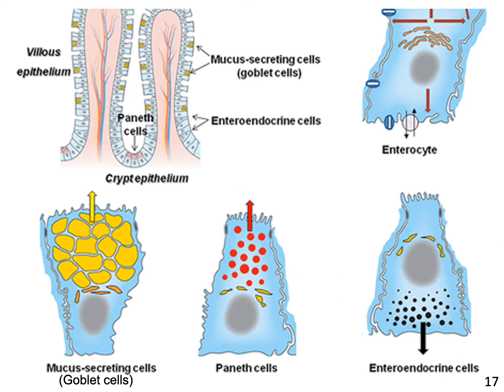So this slide is showing you the different cells that are found in the small intestine. In the small intestine, we're going to find goblet cells that are going to secrete mucus. The Paneth cells are going to secrete antimicrobial agents. The enteroendocrine cells are going to produce hormones that are going to be sent into the bloodstream. And the enterocytes are going to be absorbing nutrients.